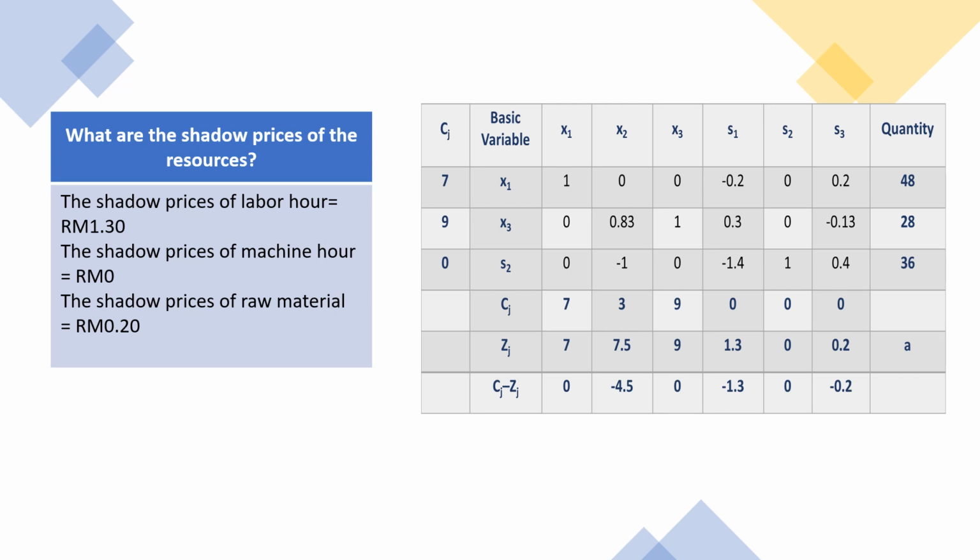So from the final simplex table, the shadow price of labor hours is RM1.30. The shadow price of machine hour is RM0. And the shadow price of raw material is 20 cents.